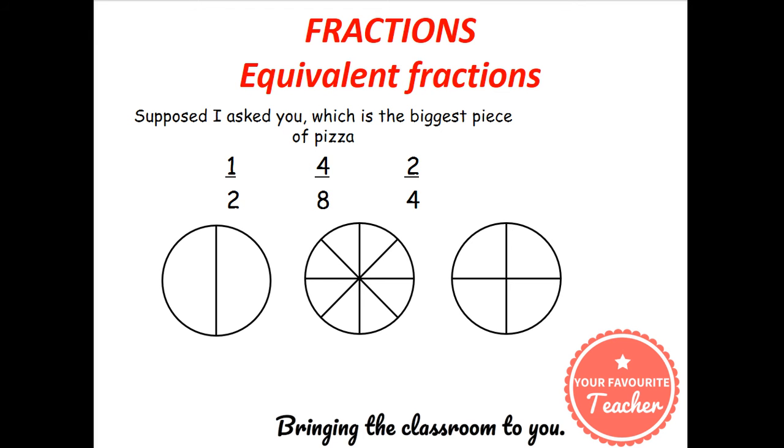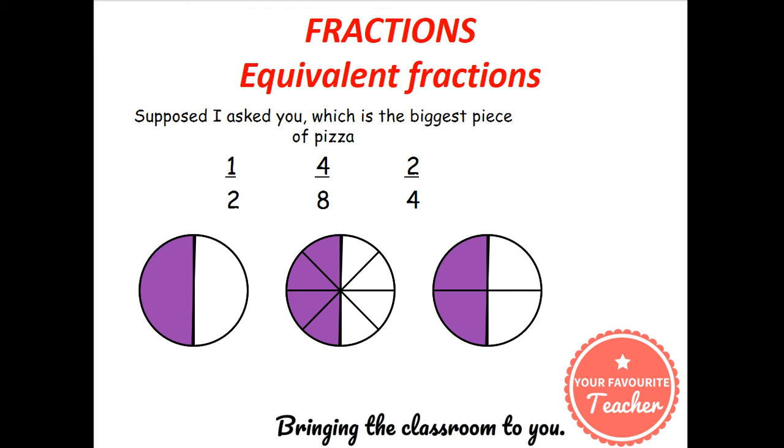If we did shade it in, these are the amounts that we would get. We can see very easily that they are all the same amount of pizza. So even though they are different fractions of pizza, it's the same amount with a half, with 4/8, and with 2/4. So therefore, we call all of these 3 fractions equivalent fractions because they are the same amount, just having different numerators and denominators.